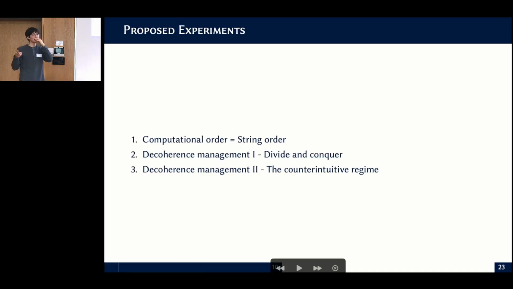So this sets the theory stage for the three phenomenological effects we want to explore. The first is the notion that computational order and string order coincide. The second is this fundamental unit of decoherence management where I split up this logical rotation. And the third is this counterintuitive regime where I split up the rotations as finely as possible, and this gives me something that's optimal in terms of the total error.